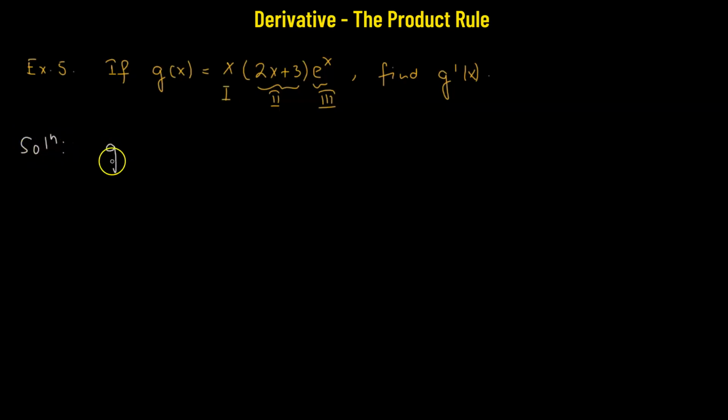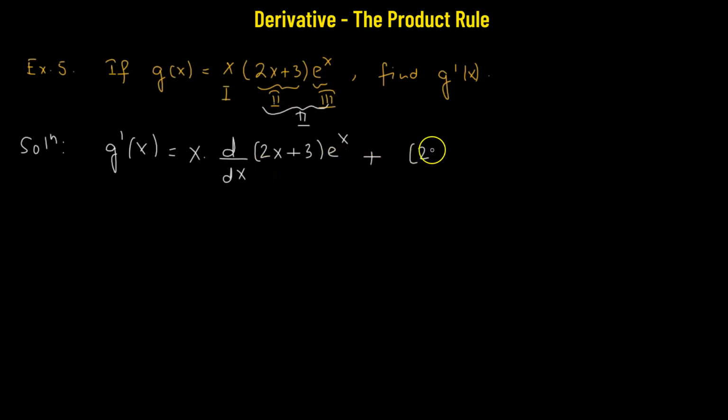So we have g prime of x, so this will be equal to, so what we will do, even though there are three functions, we will consider 2x plus 3 and e raised to the power of x to be a single function. So that means this is the second function and x is the first function. And we apply the usual product rule between two functions. So we'll take the first function x and multiply it to the derivative of the second function, which is the product between 2x plus 3 and e raised to the power of x.